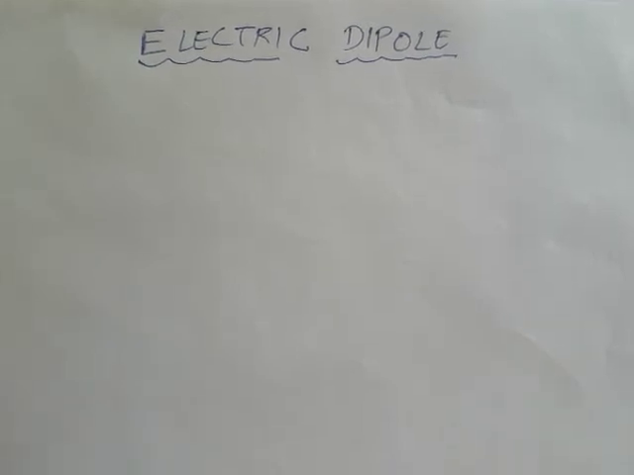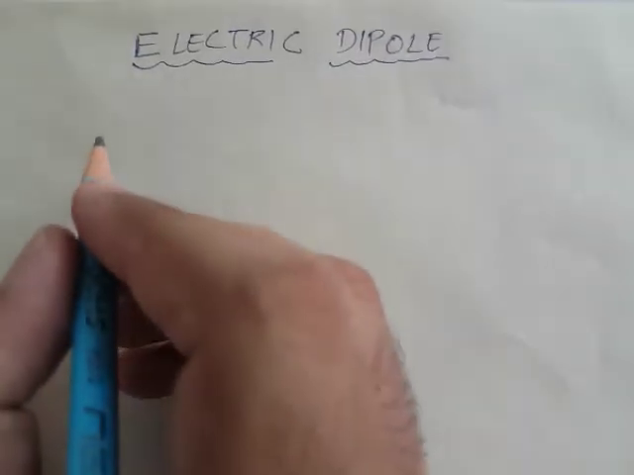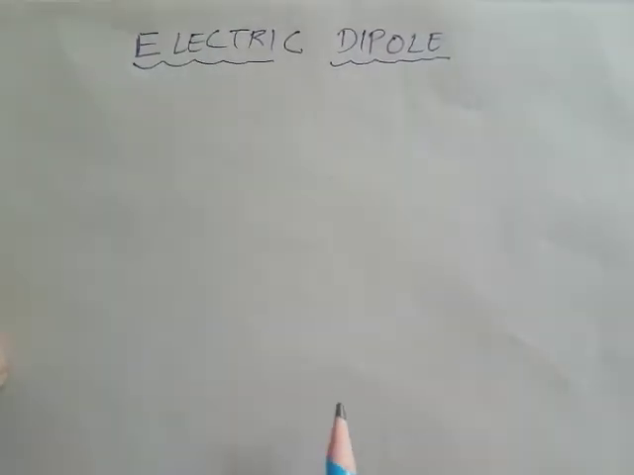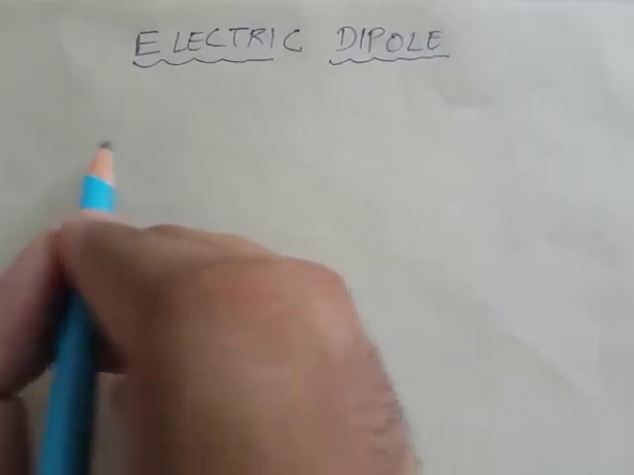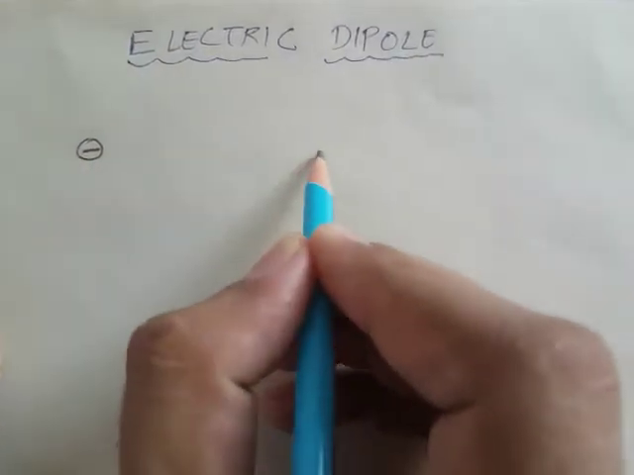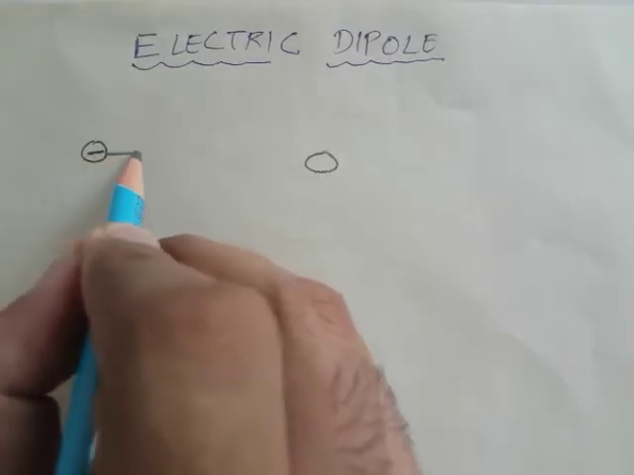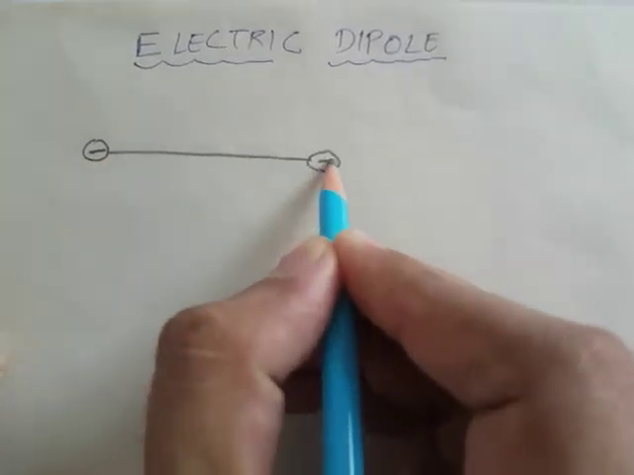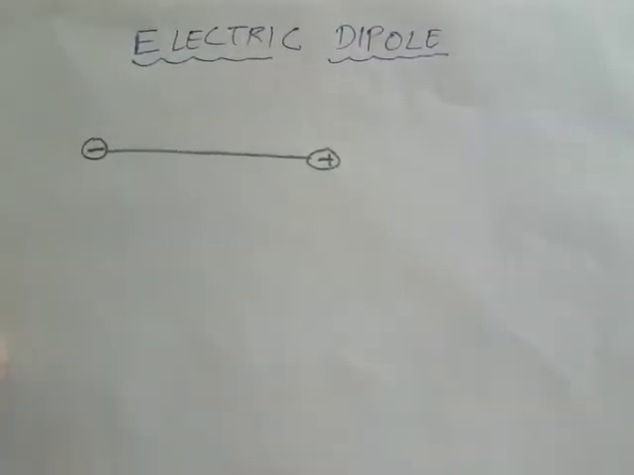Electric dipole. The definition is two equal and opposite charges separated by a finite distance. If we consider two charges, let's consider this as a negative and this as a positive charge, and we consider this an electric dipole. Di means two, and these are the two poles.